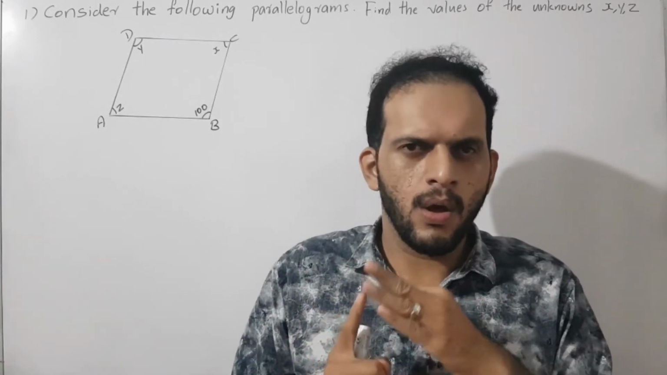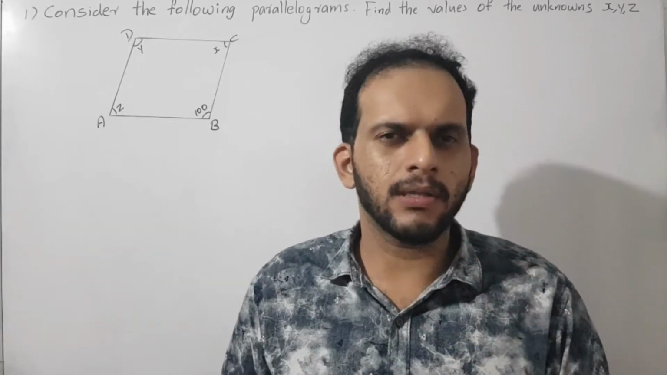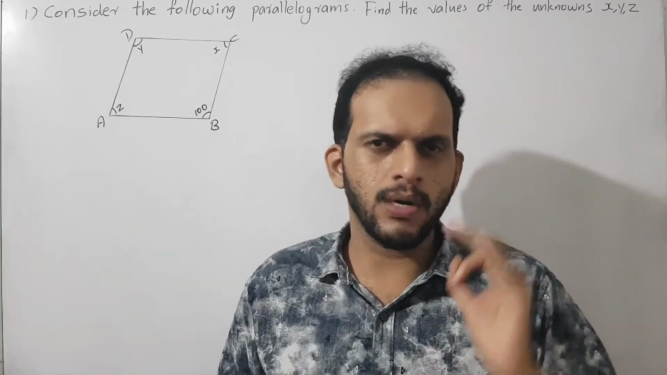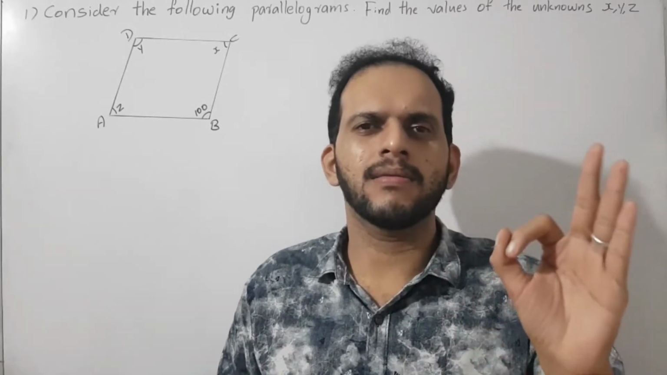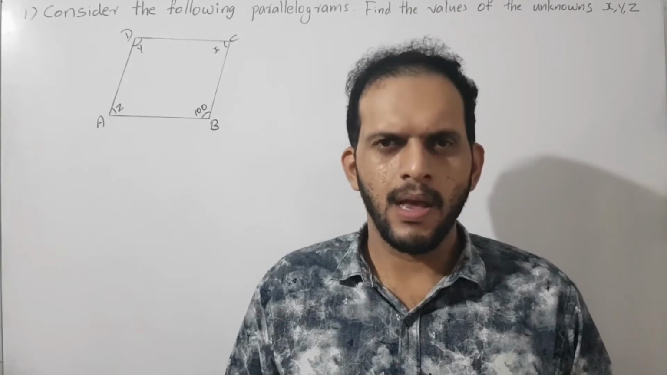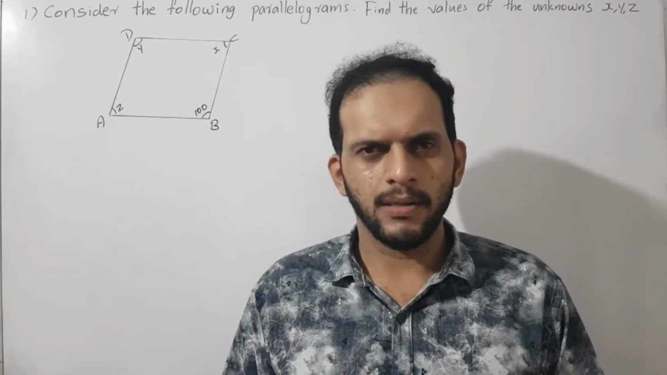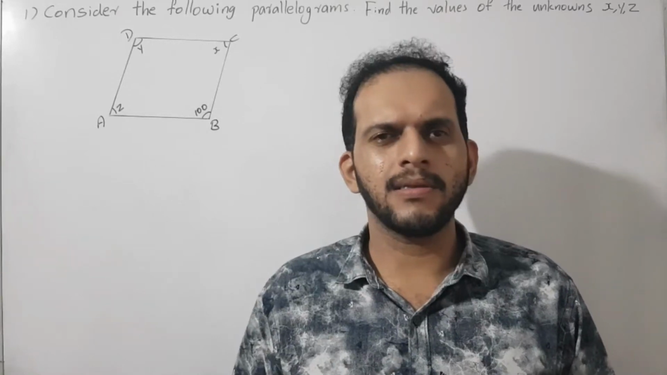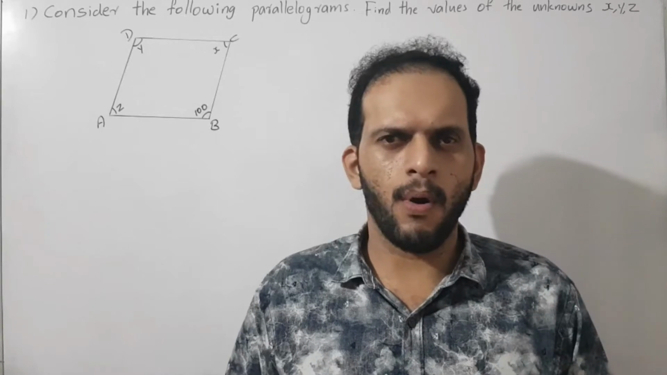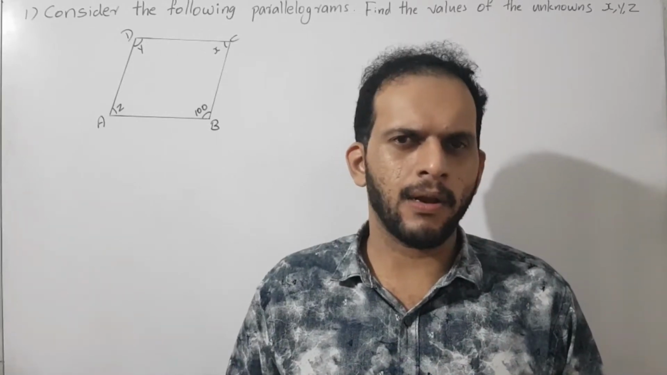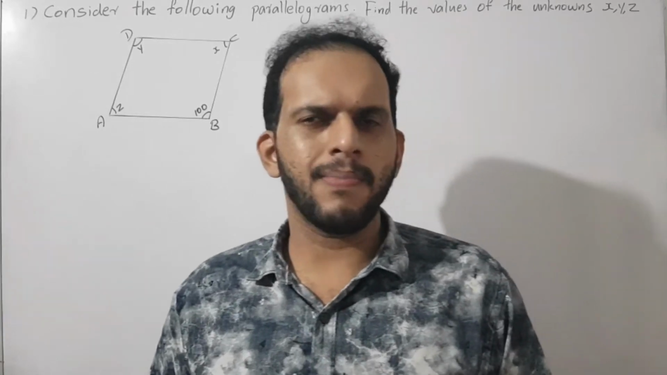And the third is based on the angles. Based on the angles we have two properties: first, opposite angles are equal, and adjacent angles are supplementary. The next one, based on the diagonals, is that the diagonals bisect each other. These are the main properties of a parallelogram. Next we are discussing some questions based on this.